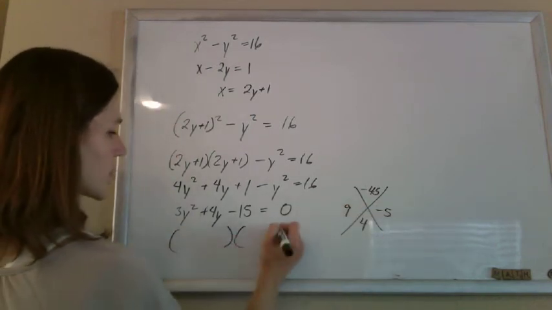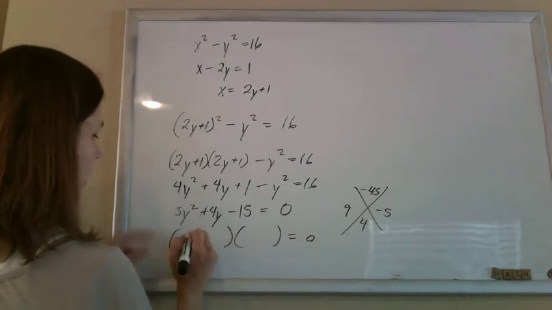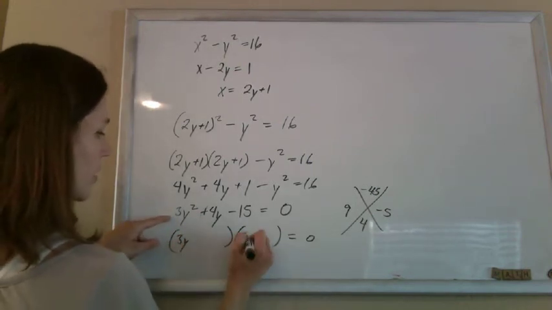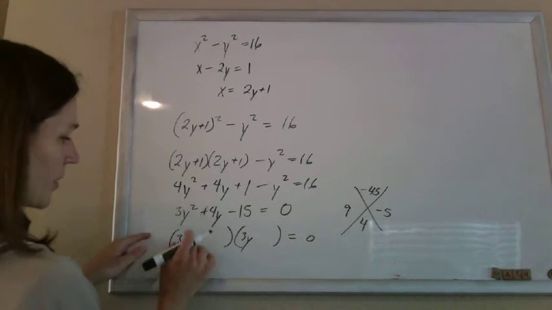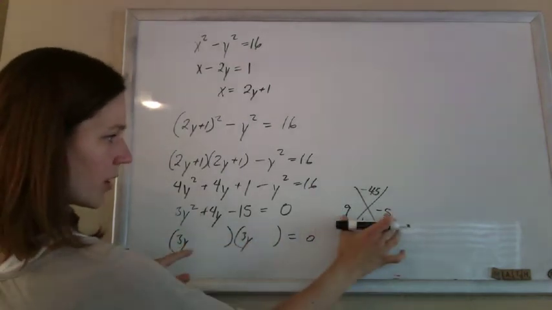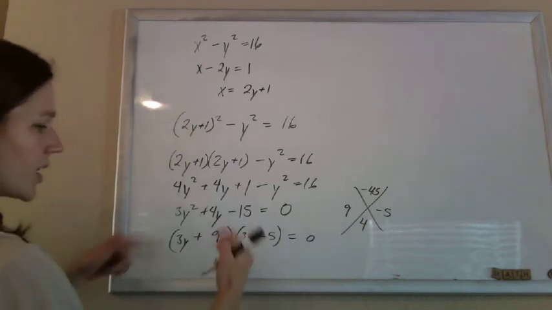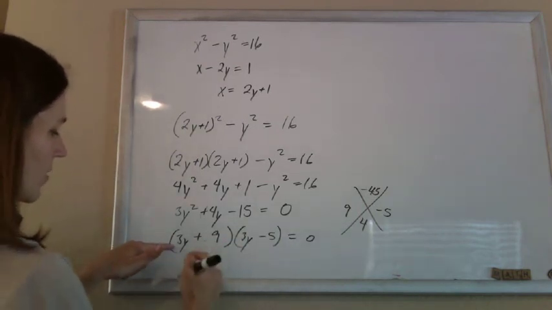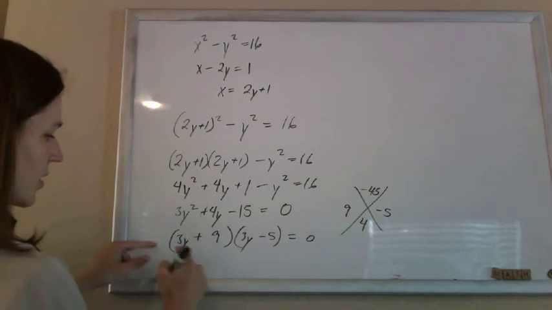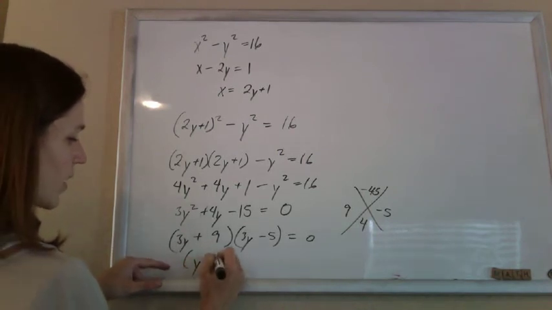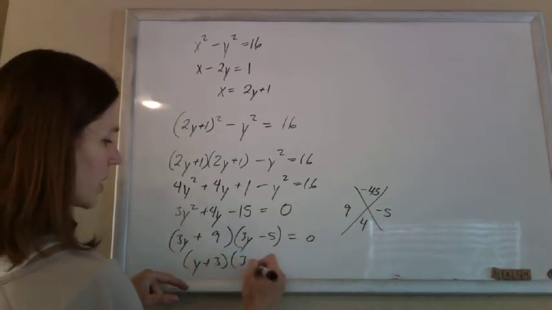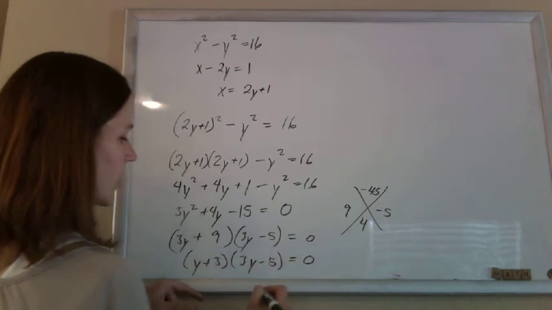So the way the trash method works is I write that 3y squared. Since it's a 3y squared, I write 3y and 3y there for now. Those numbers I find, plus 9, minus 5, and then I trash whatever common factors I have. These are both divisible by 3, so trash that. y plus 3, 3y minus 5 equals 0.